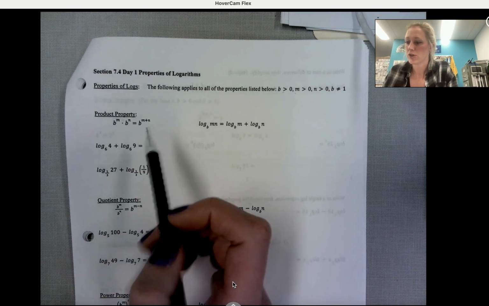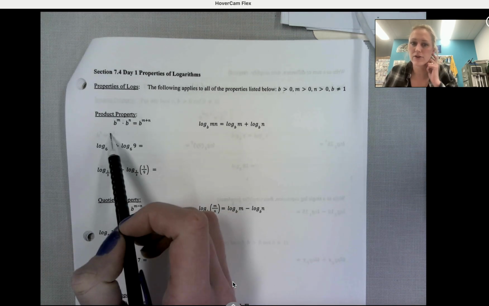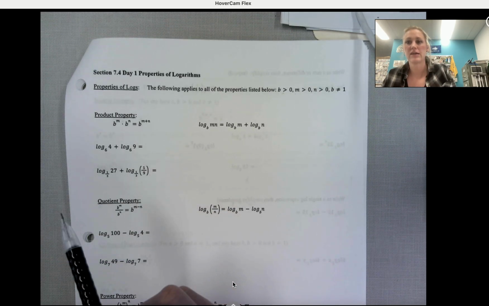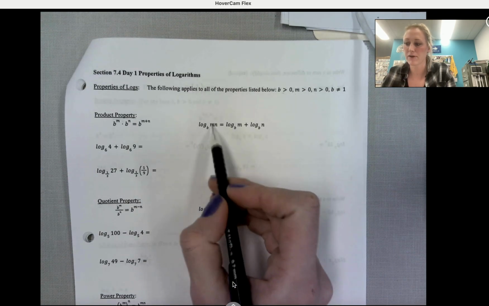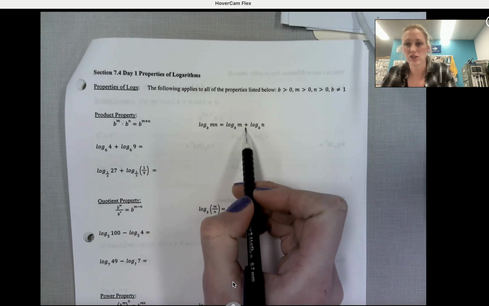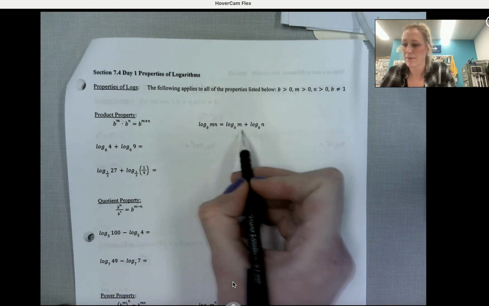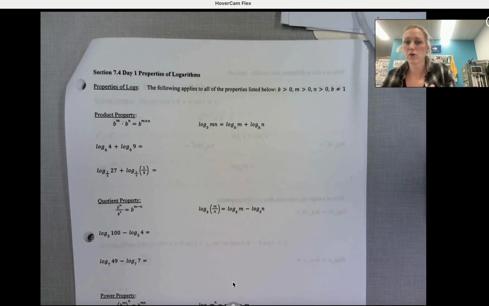Okay, so the product property, so this is saying if I multiply two powers, right, we know we add the exponents. Well, remember, logs are the inverse of exponentials, and so when I take the log of a product, it splits into addition. It's exactly the opposite. And so notice they have to have the same base when I do that split, okay? So we can go both ways, you guys.